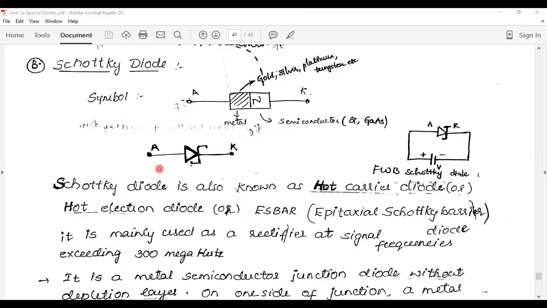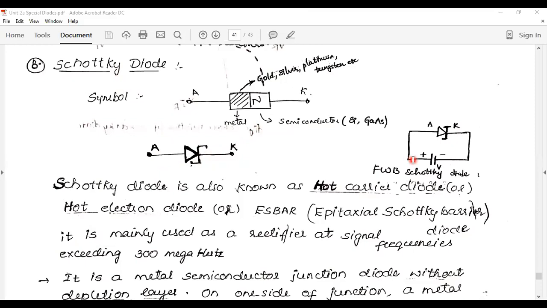The symbol for the Schottky diode has an anode terminal as it is, and the cathode terminal has an S shape. In a Zener diode we come across a Z shape upon the cathode, whereas in the Schottky diode you will come across this S shape upon the cathode. This is the anode terminal and this is the cathode terminal.